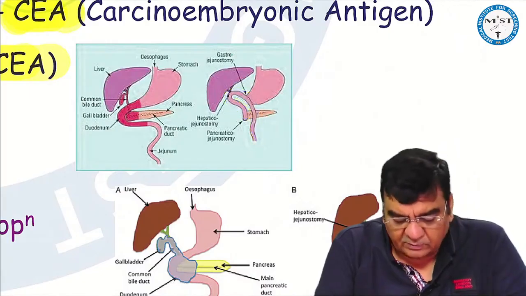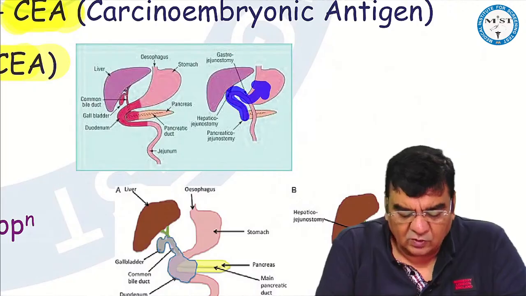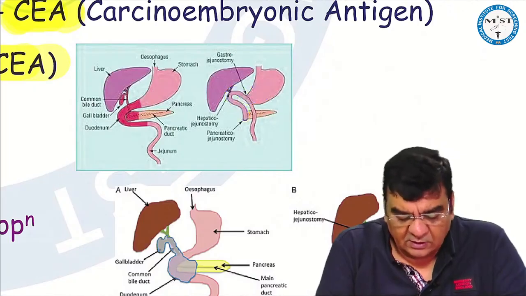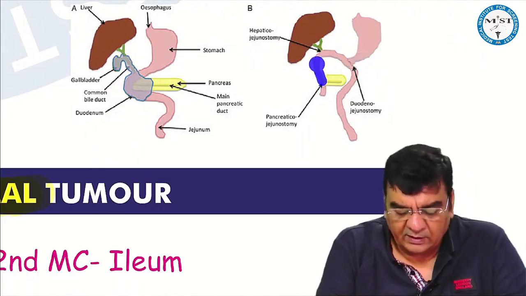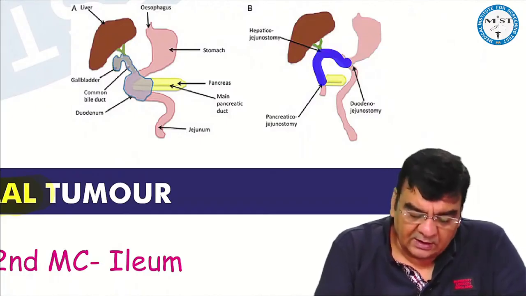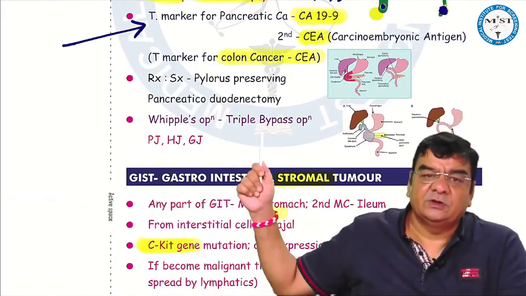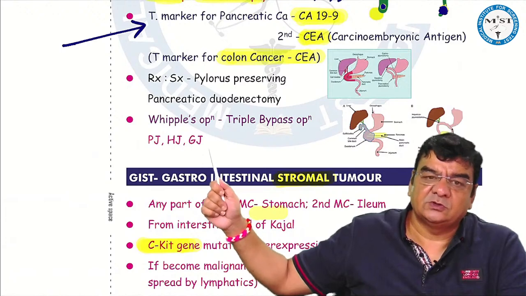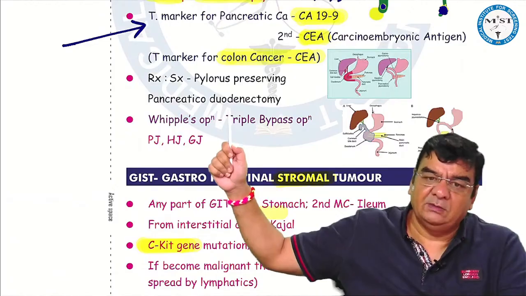The problem was that because the pylorus was not preserved, pancreatic juice and bile used to reflux more into the stomach and cause more damage to the residual stomach. So now we are doing a pylorus preserving pancreaticoduodenectomy, where pancreatic juice and bile do not reflux into the stomach easily, so residual stomach damage is less. Earlier, when we were removing the pylorus, that was called Whipple's operation, the triple bypass operation: pancreaticojejunostomy, hepaticojejunostomy, and gastrojejunostomy. Now it is pylorus preserving pancreaticoduodenectomy.